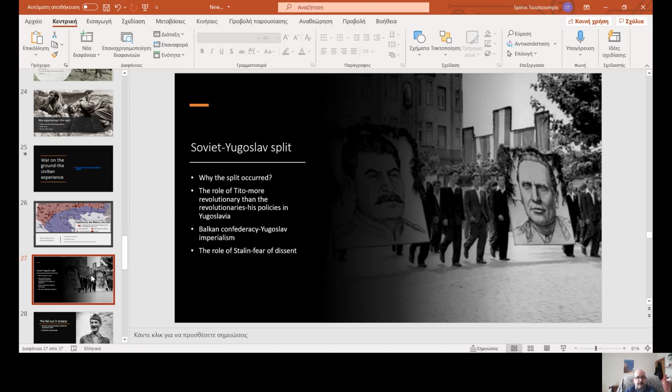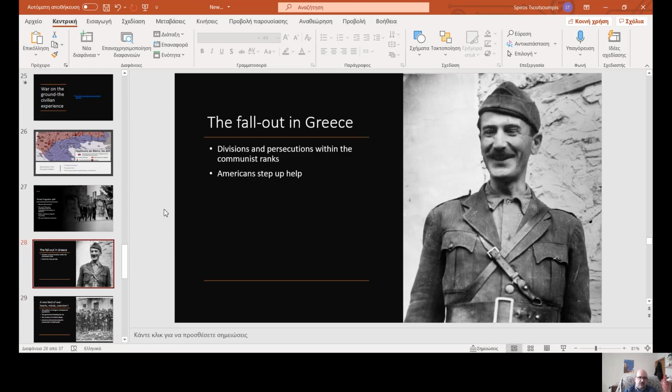And this has a very important impact on the Greek Civil War, because the Greek communists are being forced to choose between Stalin and Tito, and they choose Stalin. So Tito stops providing them with help through Yugoslavia, and this considerably weakens the position of the Greek communists. And so there is a fallout between the Greek Communist Party, the Greek communist insurgents, and Tito. And this leads to divisions and persecutions within the communist ranks. People who are perceived as being too close to Tito or too sympathetic to Tito are arrested and in some cases executed.